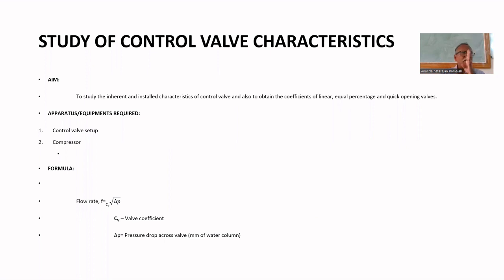Usually there are three types of control valves. One is called a linear valve. Next one is called equal percentage. The third one is called quick opening. There are three types of valves: linear, equal percentage, and quick opening.